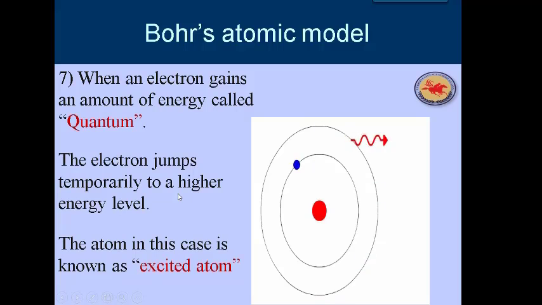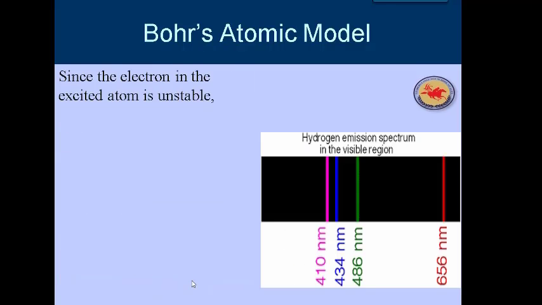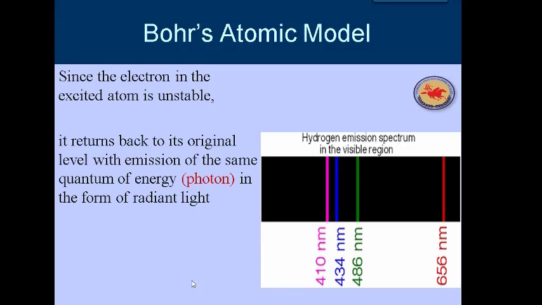After gaining an amount of energy and jumping to a higher energy level, the atom in this case is called an excited atom. Since the electron in the excited atom is unstable, it returns back to its original level with emission of the same quantity, or the same quantum, of energy, but in the form of light. And this is the reason for the hydrogen emission spectrum.